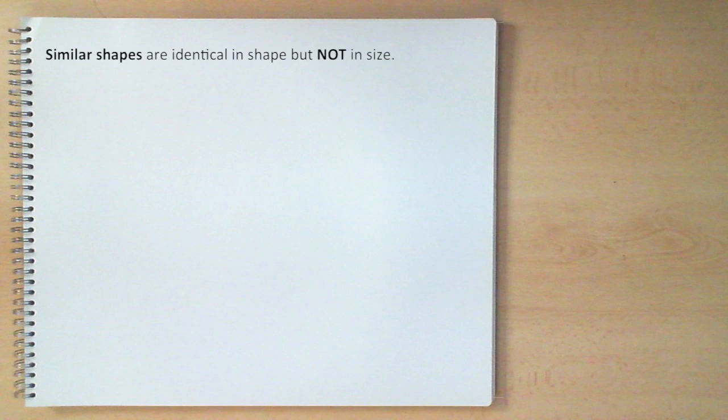You should remember from a previous video that shapes that are identical in shape and in size we call congruent. Shapes that are identical in shape but differ in size we call similar. So they're a similar shape. Here's an example.